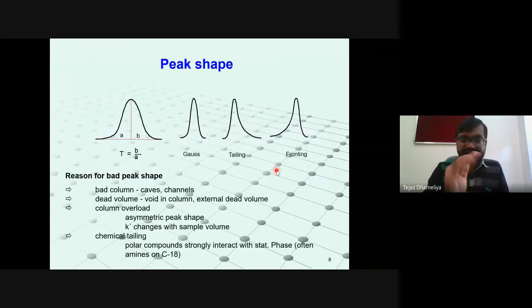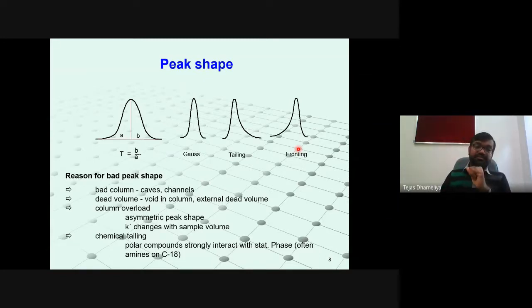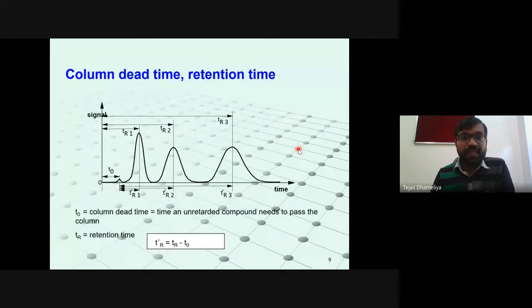Okay. Here we are again coming to those three terms. What is called Gaussian? As you can see here, a particular peak can be divided into two equal parts. That is called the Gaussian curve. Then the Gauss is there, tailing is there, fronting is there. This we already discussed, and these can cause poor separation, poor efficiency for the separation. Then column dead time and retention time.